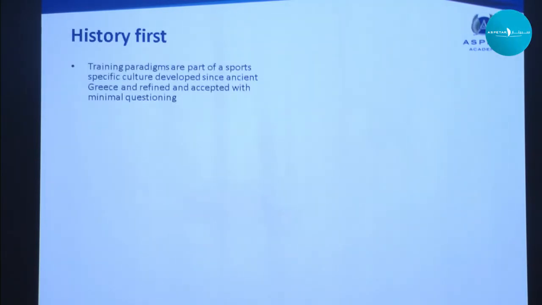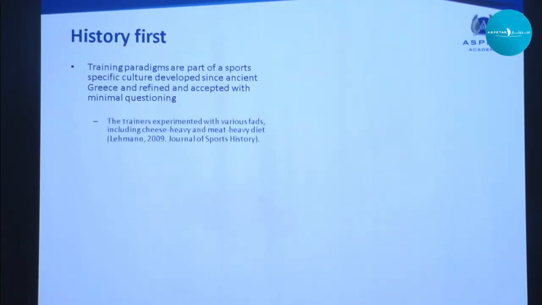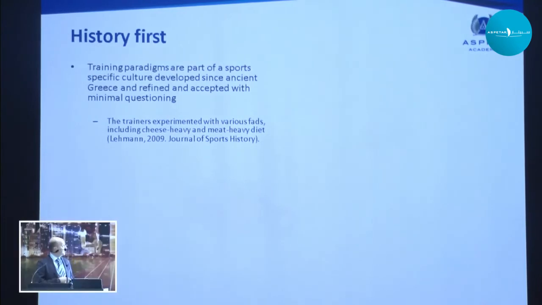So if we look at history, we should know that athletics is one of the most ancient sports. It was developed since ancient Greece. We had professional coaches, professional athletes by then. Olympic Games were invented there. What do we know? That the trainers experimented with various fads, including cheese-heavy and meat-heavy diets. So things haven't really changed, have they, since those times.